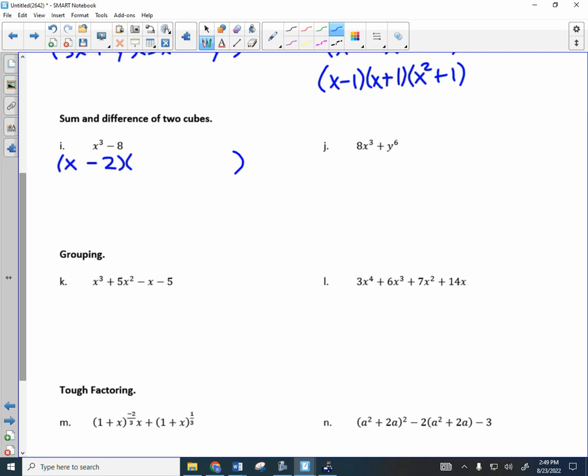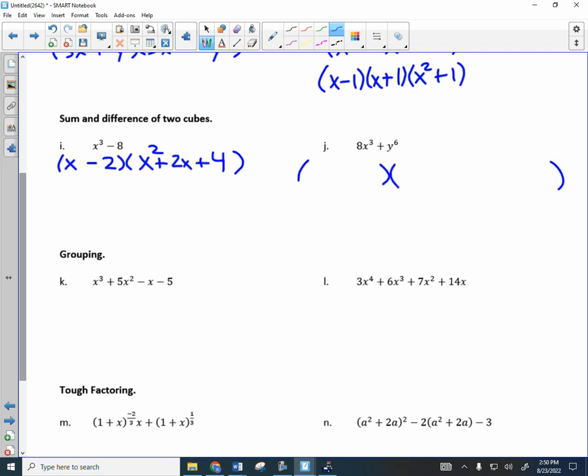Square the front. X squared. Square the back. 4. Multiply the 2 together. 2x. That's always plus. This is opposite that. You can remember that, right? Yeah. Let's try the next one.